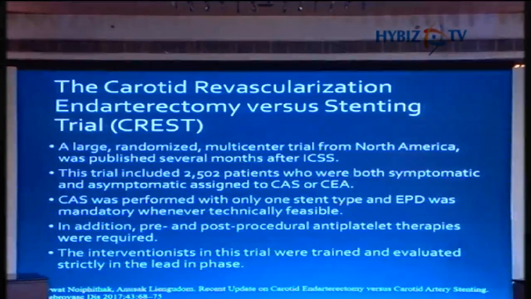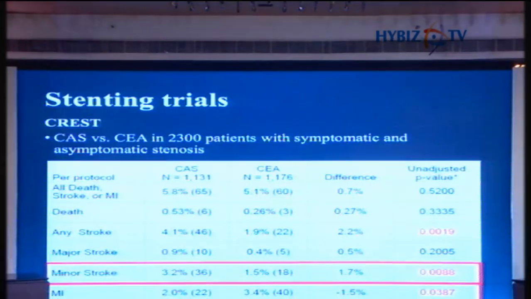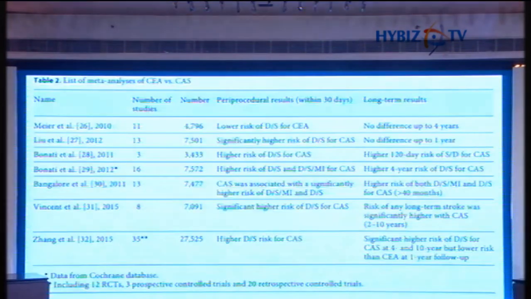And the newer CREST trial, which was a large randomized trial of 2,500 patients, showed that the results were almost similar, but the minor stroke incidence was 3.2 in the stenting group compared to 1.5 in the endarterectomy group. The incidence of MI was lower in the stenting group as compared to 3.4 in the surgical group.